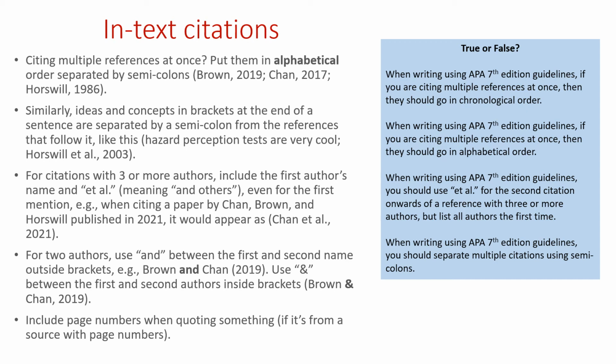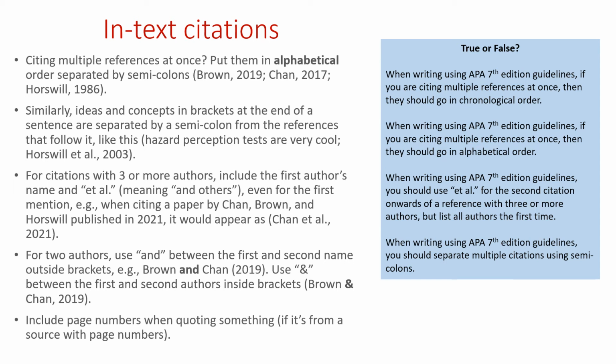True or false? When writing using APA 7th edition guidelines, if you are citing multiple references at once, then they should go in chronological order. This is false. They should go in alphabetical order, which is what the next question says. When writing using APA 7th edition guidelines, if you are citing multiple references at once, they should go in alphabetical order. That is true.